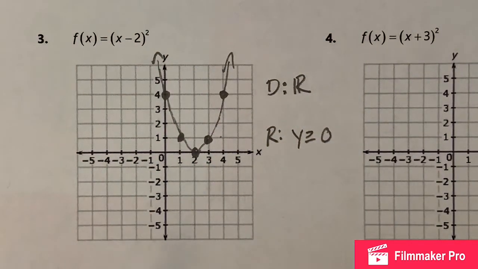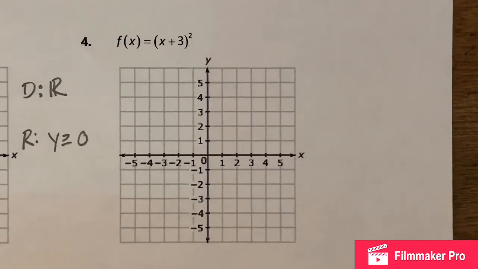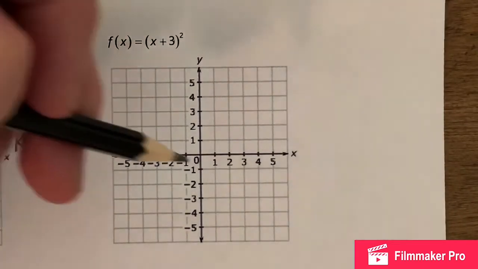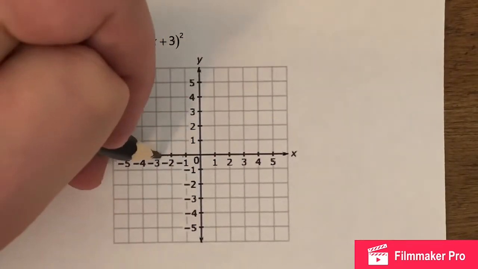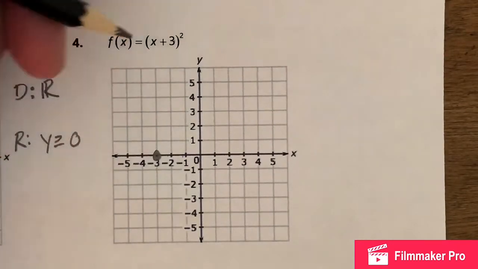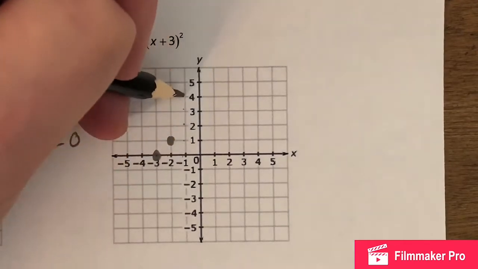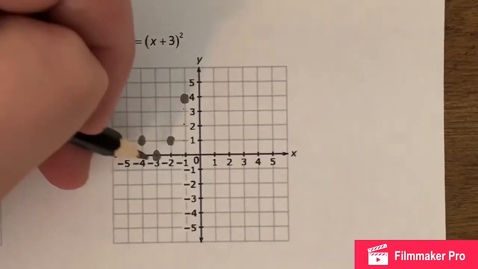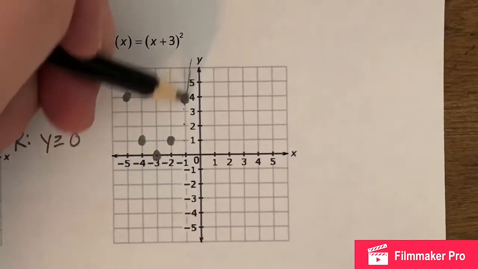All right. On this one, we have x plus 3 squared. Okay, so what's going to happen here? Plus 3 means 3 units, not this way, this way. Back. There's our new vertex. We got a 1 in front, so over 1 up 1, over 2 up 1, 2, 3, 4. Back 1 up 1, back 2 up 4. Connect the dots.